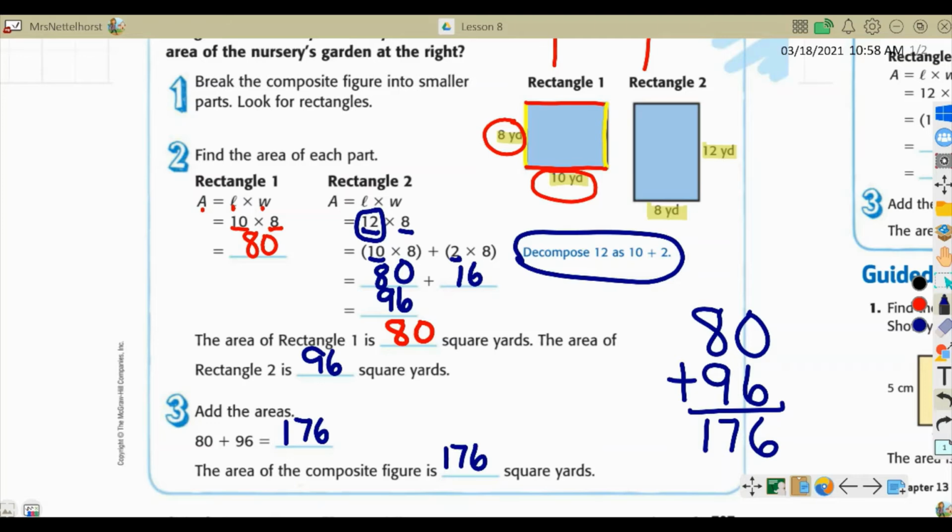Now, as a side note, I can do mental math to figure this out as well. 0 plus 6 is 6. 80 plus 90 is 170. 170 plus 6 is 176. Okay? All right, let's go to the next page.